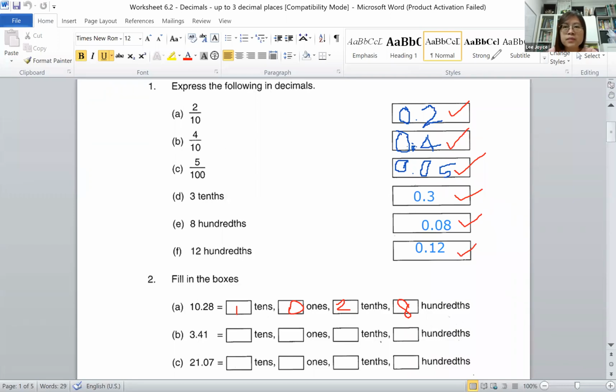Okay, let me jot down the answers first. So for 3.14, that's 0 tens, very good, 3 ones, 1 tenth, and 4 hundredths. All right, the same for 2A, which is all correct as well. 1 tenth, 0 ones, 2 tenths, and 8 hundredths. And for 21.07, that is 2 tens, 1 ones, 0 tenths, great. Okay, and then this is 7 hundredths. So everyone, no problem with this. Now we're going to clear these drawings now.